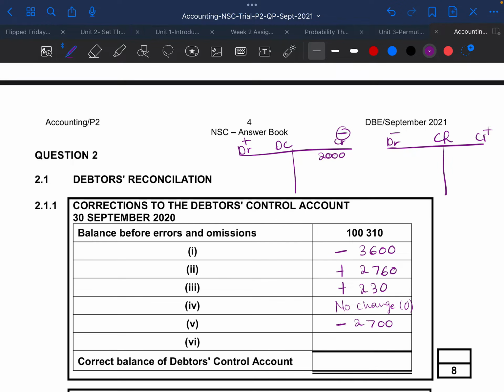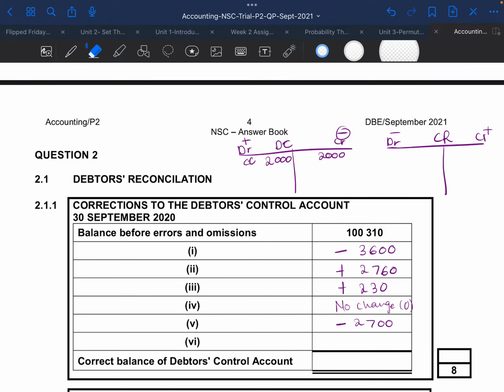But how do we transfer an account? When we transfer an account, the first thing we should do is close off the account. Now we're supposed to close off our debtors control by balancing the account. So we are supposed to transfer, let's say, 2,000 here, so we'll just say creditors control.